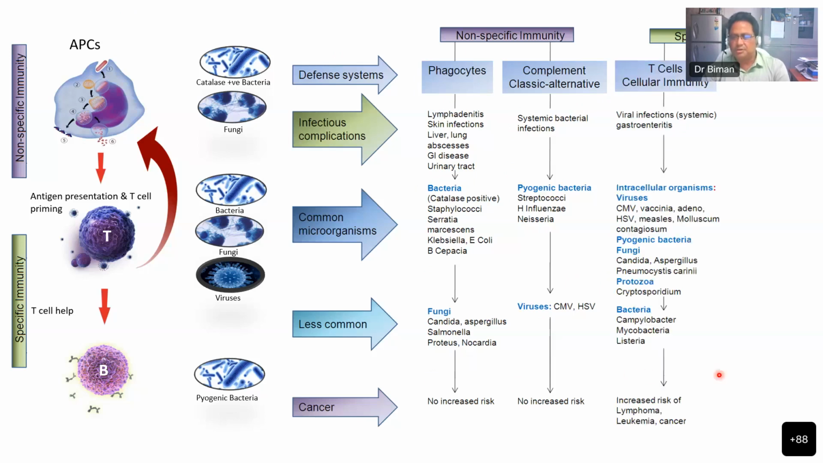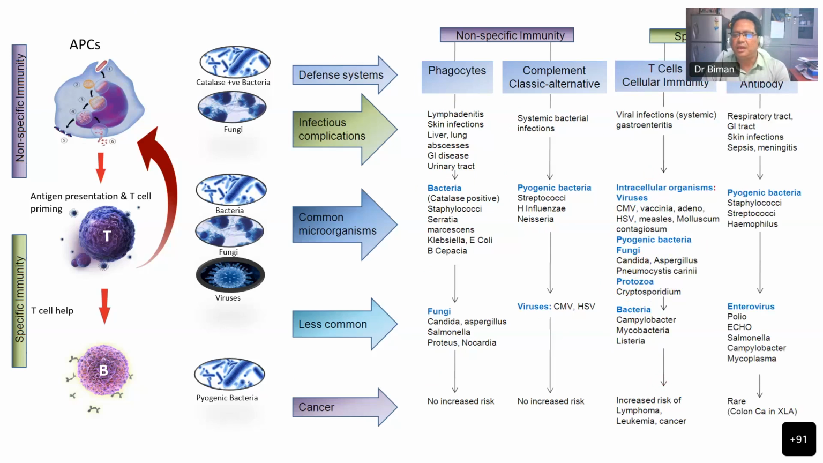Okay, in the T cell, there are viruses, pyogenic bacteria, fungi, everything. Because the T cells are important, if the patient has a T cell defect, all the infections can happen, the whole host of infections, including bacteria, fungi, and viruses. And in B cell deficiency, pyogenic bacteria and enteroviruses. So depending on the organism that you encounter in a particular patient, you can pinpoint which component of the immune system has gone wrong.